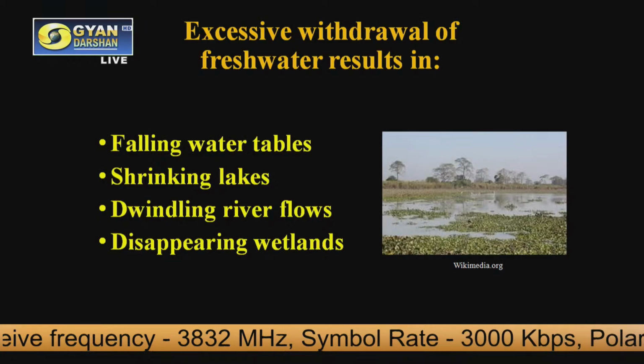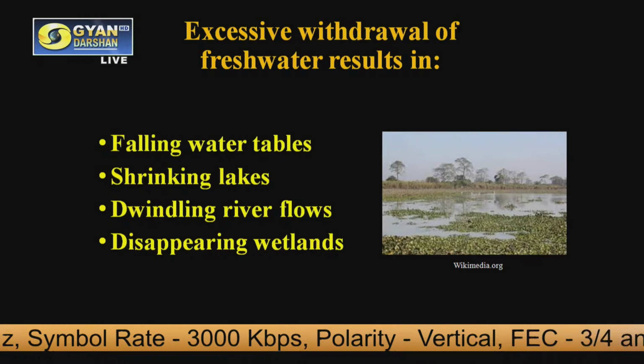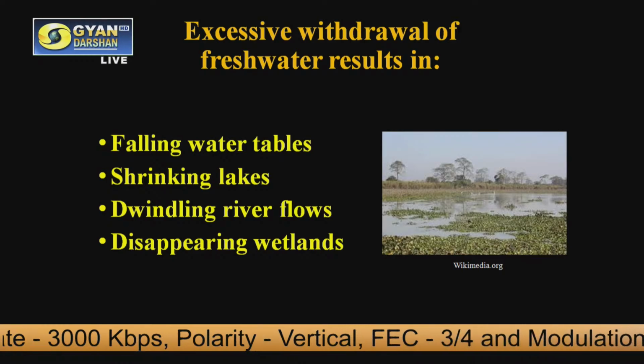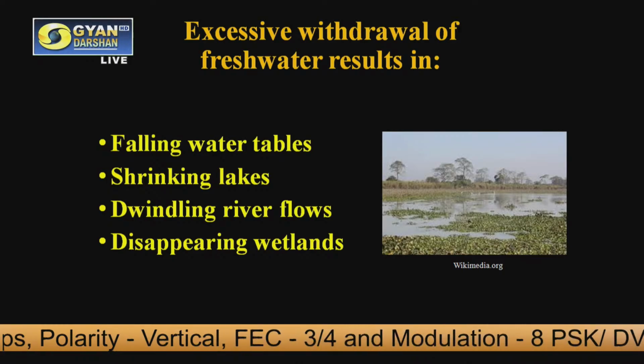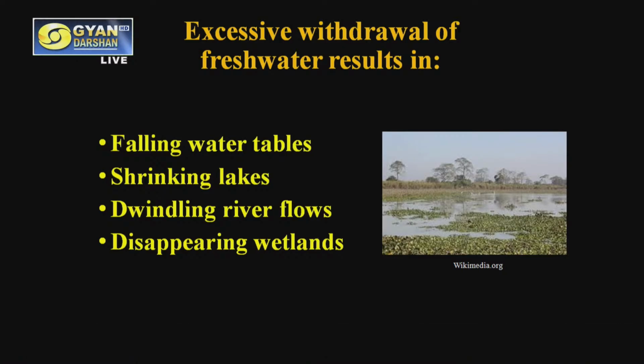Now there is excessive withdrawal of the water for the various usages, basically for human consumption. So what does this result in? We find that there are falling water tables, shrinking lakes, dwindling river flows, and also disappearing wetlands. These wetlands are really rich in biodiversity. They provide us so much. But again, these are also disappearing, all because of excessive withdrawal of the water for various reasons.